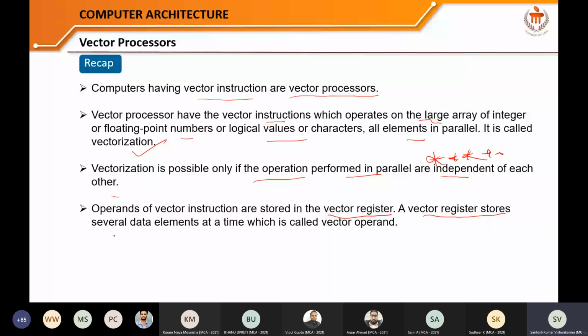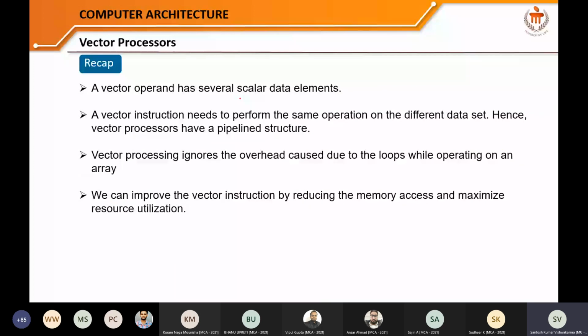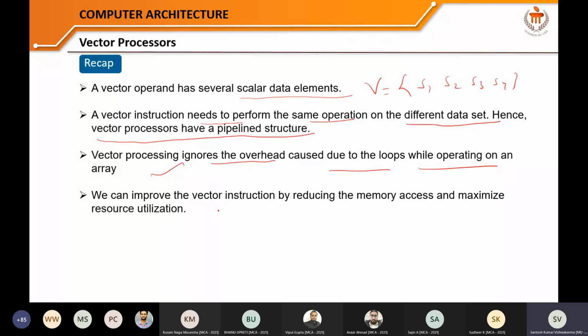All right. Next, we have discussed that a vector operand has several scalar data elements. Obviously, a vector is formed of scalar elements itself. A vector instruction needs to perform the same operation on different data sets. Hence, vector processors have a pipeline structure. Now, vector processing ignores the overhead caused by the loops, which we saw from the very first example, that there will be no loop in case of vector processing while operating on an array. And we can improve the vector instructions by reducing the memory access and maximizing the resource utilization that we have discussed just now.